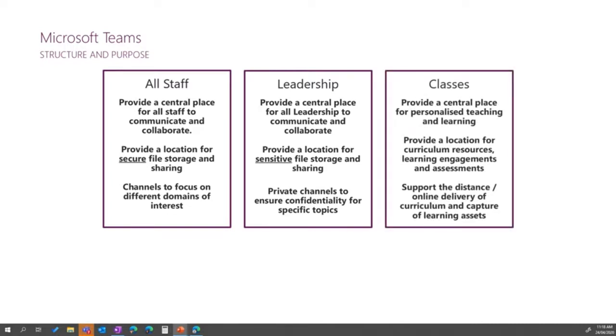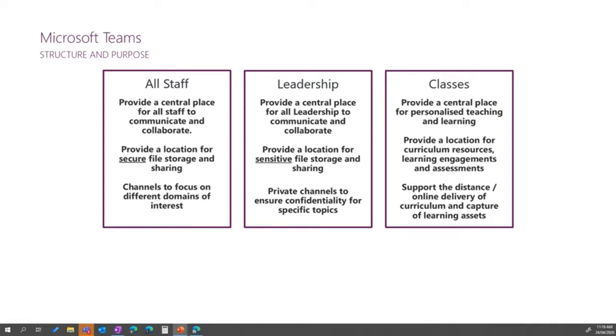And then we have our class teams. So we provide a central place for personalised teaching and learning, provide a location for curriculum resources, learning engagements and assessments, and we support the distance online delivery of curriculum and capture of learning assets. Now, this is a primary school. This is our advice to a primary school. You have a staff team, a leadership team, and multiple class teams.